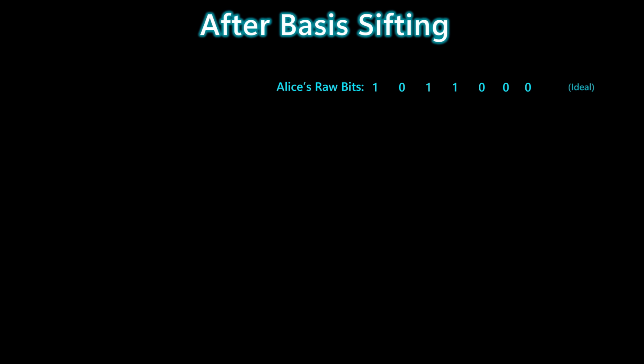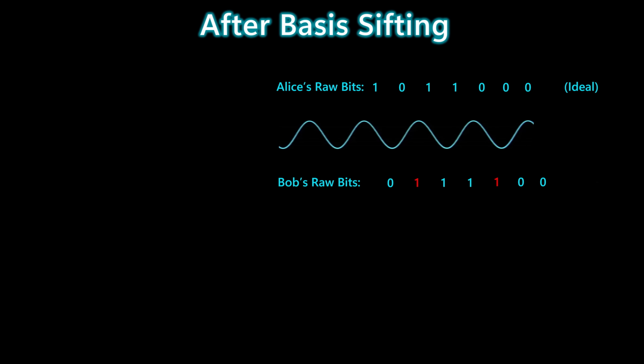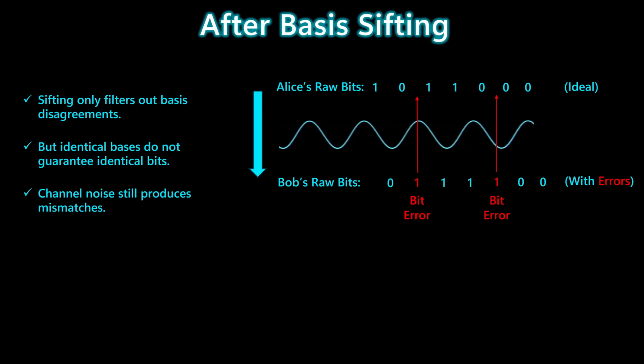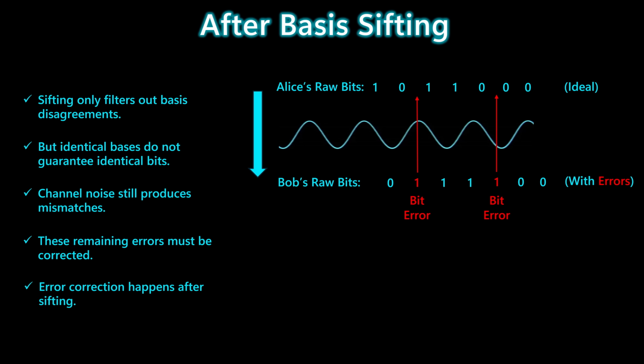Once Alice and Bob finish basis sifting, they keep only the bits where they used the same basis. But matching bases doesn't guarantee matching bit values. Because of channel noise and detector imperfections, Alice's bit 1 might be received by Bob as a 0, or vice versa. So even after sifting, the shared key still contains errors. These remaining mismatches now need to be corrected. And that brings us to the error correction step of BB84.